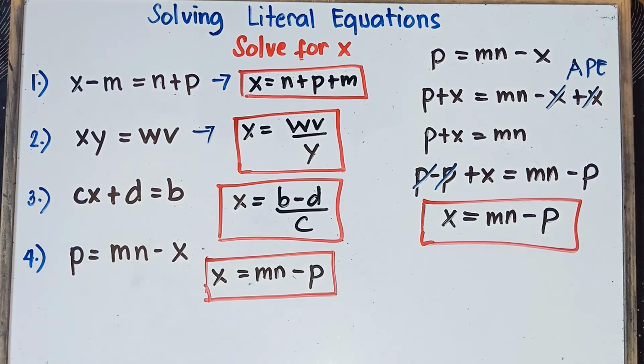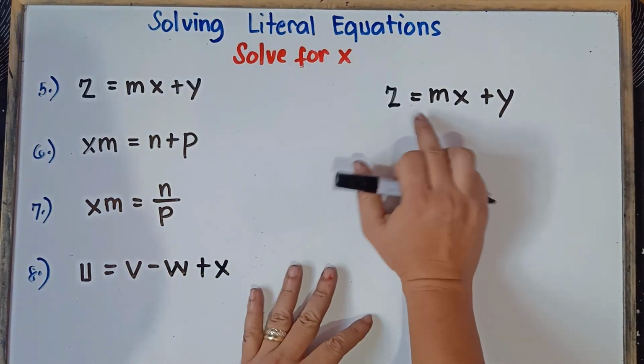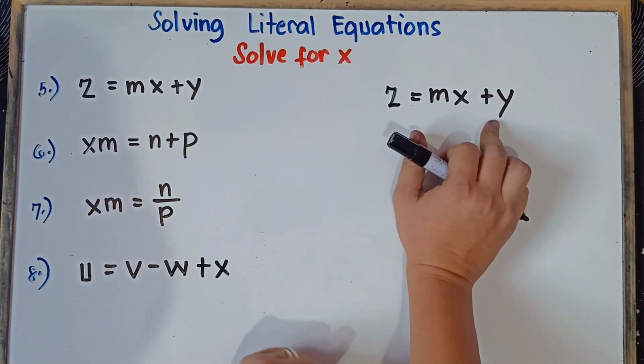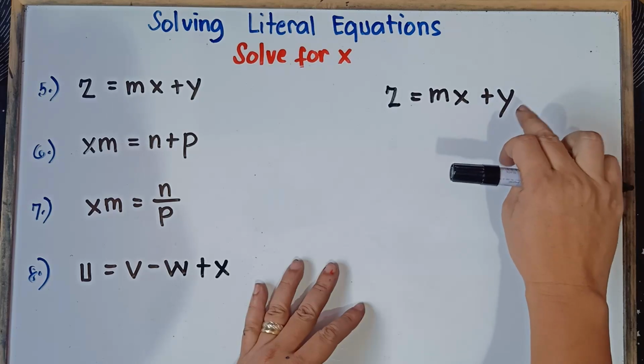So let's have example number 5, class. For example number 5, we have the given equation z equals mx plus y. The first thing to do, class, is to subtract both sides by y so that we can cancel this out.